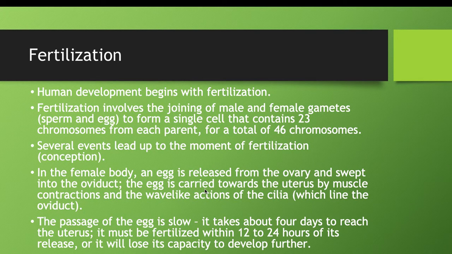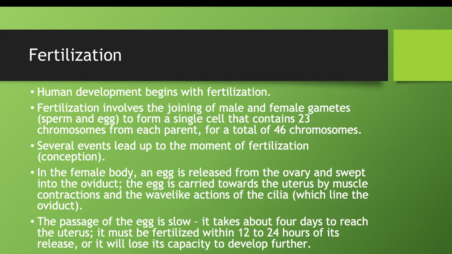So human development begins with fertilization. This involves the joining of female and male gametes, called the sperm and the egg, to form a single cell that contains 23 chromosomes from each parent. So remember, we have 46 chromosomes, 23 from mom, 23 from dad, so those make up 46. So we're only getting half of each parent's chromosomes. That's why we don't look like exact copies of our parents, because we only have half of their genetics.